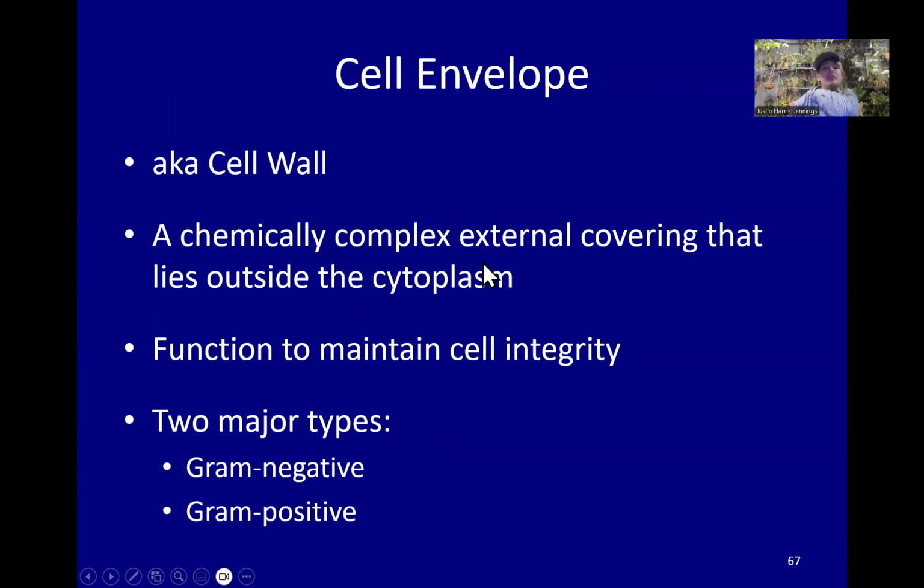So then you have the cell envelope, which has the outer membrane, the cell wall, and the inner membrane. Sometimes that inner membrane isn't considered to be a part of the cell envelope. But there are two types of these cell envelope structures. There's a gram-negative and a gram-positive.